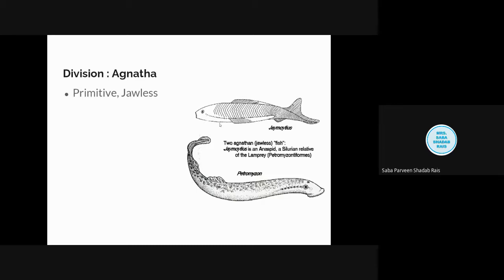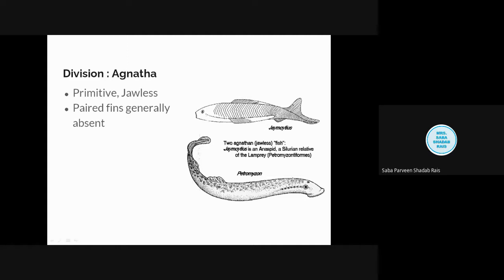So these are very primitive type of the vertebrate animals, and they include all the animals which lack the jaws. Now, you will observe their locomotory organs. They have the paired fin, and paired fin is absent. Okay, so how do they move? Paired fin is not there.